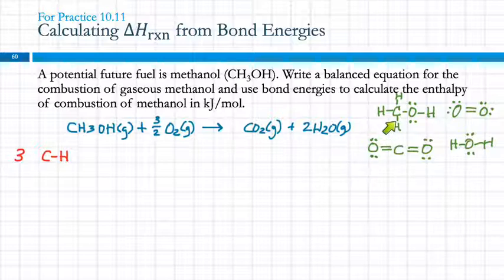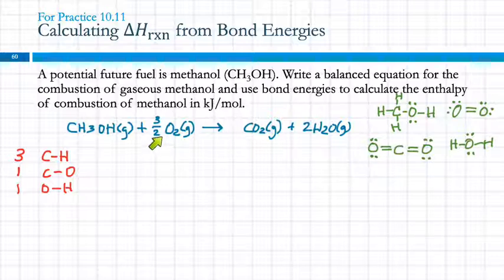I have 1 bond here, 1 bond there, and 1 bond here. That's 3 that are between carbon and hydrogen. Carbon-hydrogen is a single bond. Then I also have a carbon-oxygen single bond, just 1 of those. And I have an oxygen-hydrogen single bond, 1 of those. Okay with that?